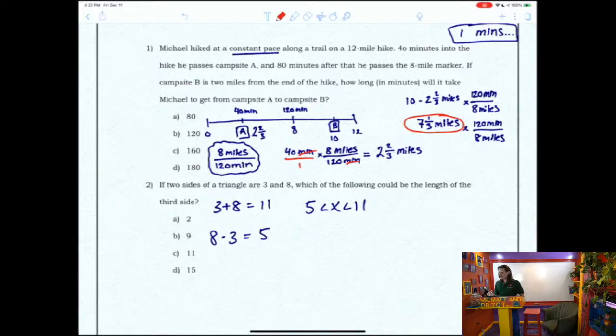So multiplying here, the miles will cancel out, and 7 1/3 times 120 divided by 8, I got 110, which is closest to answer selection B. I probably should have put in here which of the following is closest to the amount of time it'll take him to go from campsite A to campsite B.